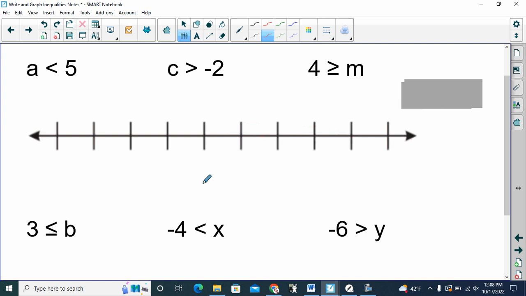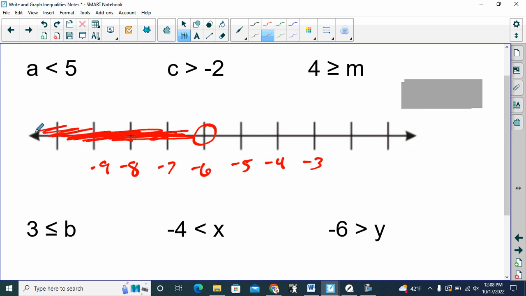And the last one, got -6 on there. Should be an open circle at -6 and shaded in this direction. My -6 is bigger than the y, so my shading needs to be to the left of -6.